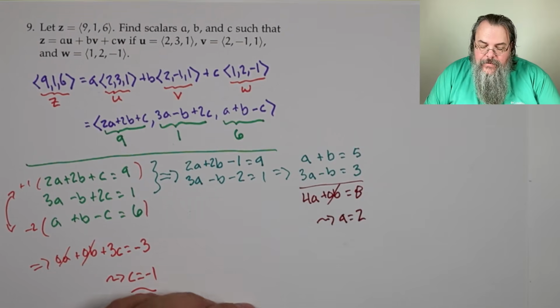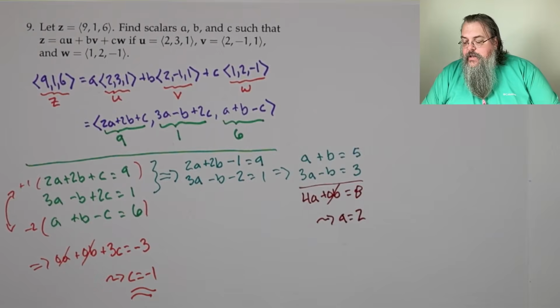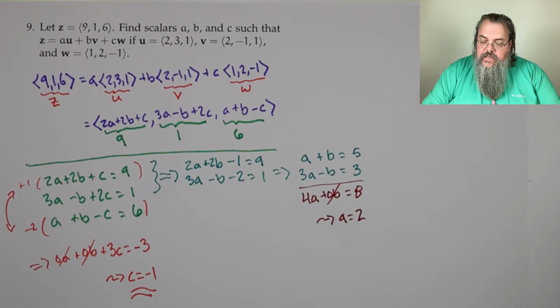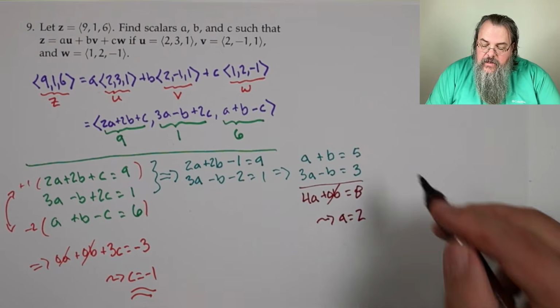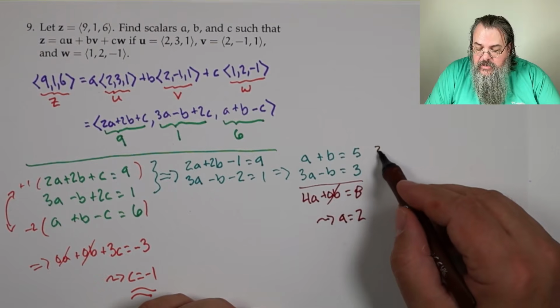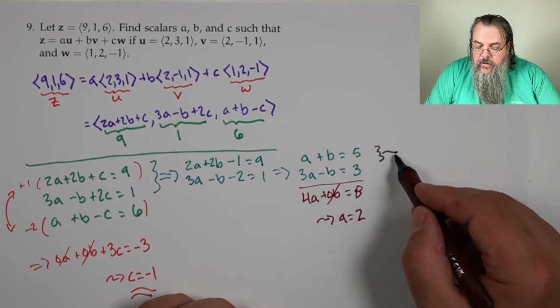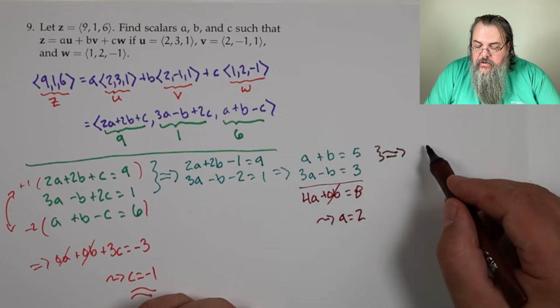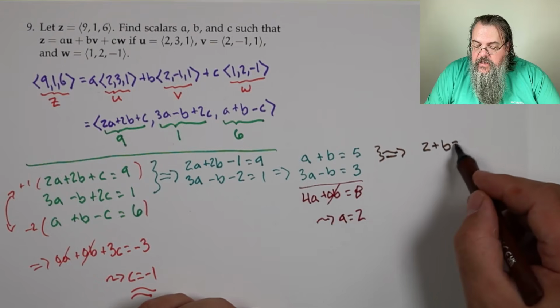Now, once we know a equals 2, we can put that in. We just need to use one of our equations. So let's go ahead and use our first equation here. And what do we get? Well, we get 2 plus b equals 5.